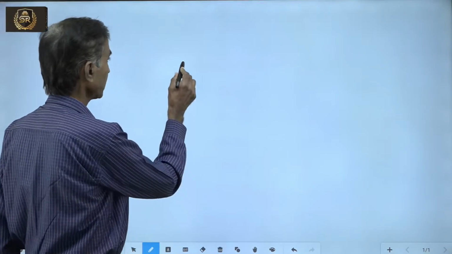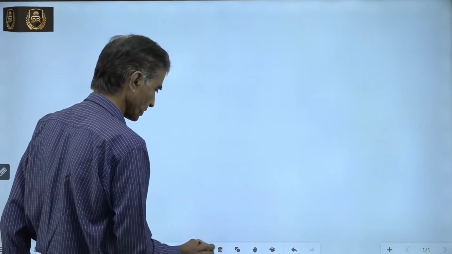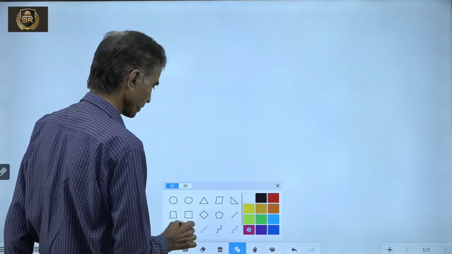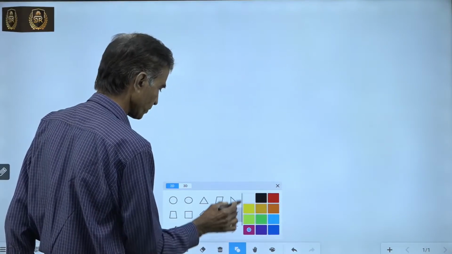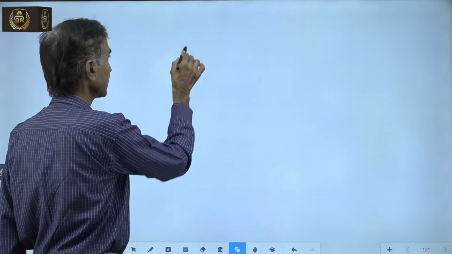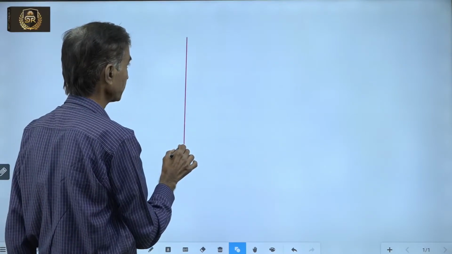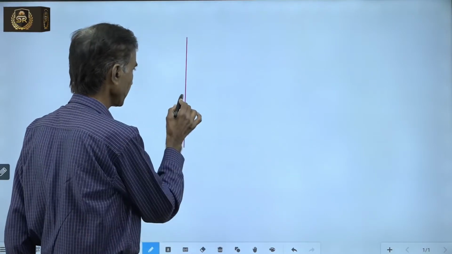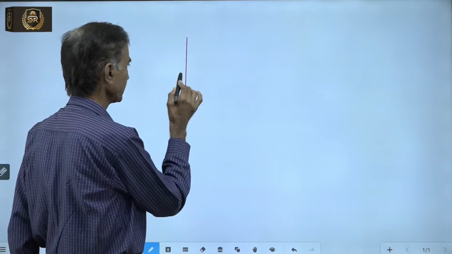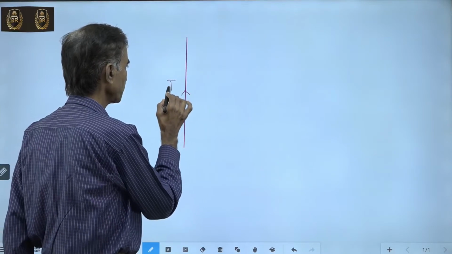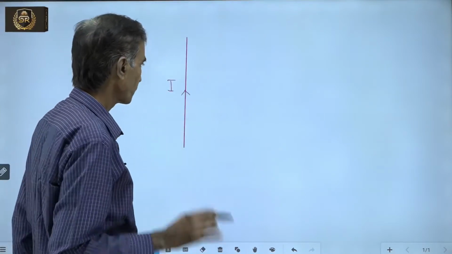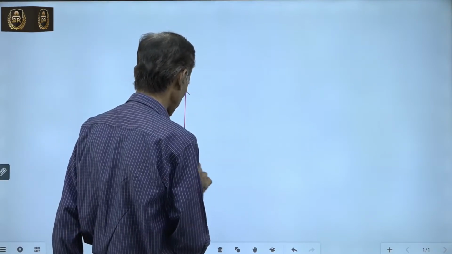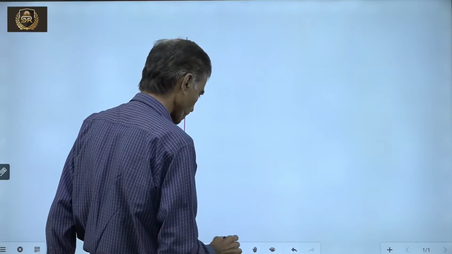Suppose there is a current carrying conductor. This is a current carrying conductor, right? Say this is the direction of current. Current I is flowing in the conductor. Now there are two observers.